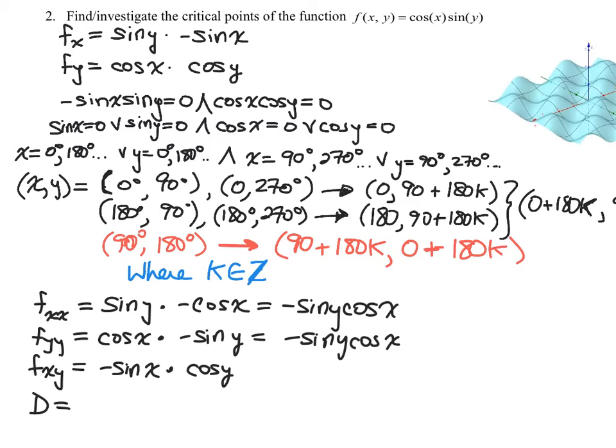So the first part of the discriminant is just multiplying my two partials, f sub xx and f sub yy. So sine squared y cosine squared x, minus, now I want the mixed second order partial squared. So minus sine squared x cosine squared y, right? Sine, but in terms of x and y.